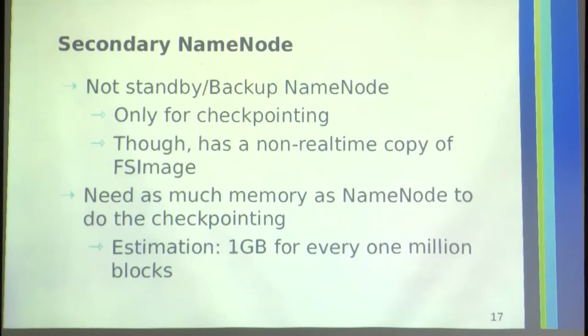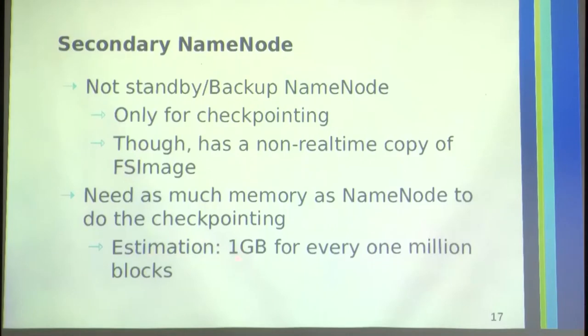So the secondary name node, we've talked a bit about, we just mentioned it, but never really said anything about it. It's not a standby or backup node. It's not something that's going to replace the name node. It's only used for checkpointing. It does have a non-real-time copy of the FS image. It needs as much memory as the name node to do the checkpointing. There's a diagram coming up that we can see. But it's just used to do that.